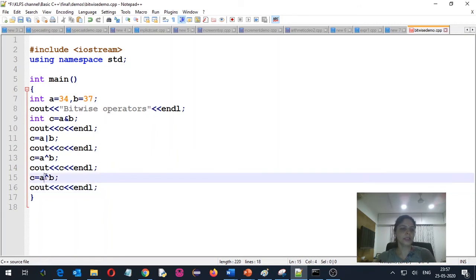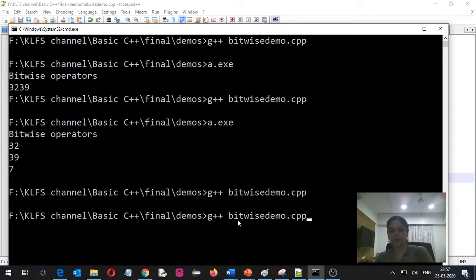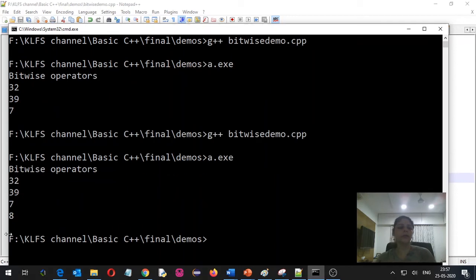So here, instead of A XOR B, I am modifying it to right shift 2. If I write A right shift 2, then the result will get stored in C, which is 8. If I save this and run this, you can see that for right shift we are getting answer 8.